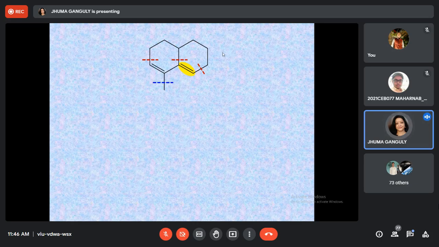Now we check the surroundings, what are their substitutions. And here the yellow part is the exocyclic double bond. Okay, so the base value is 214. Then 3 ring residues, 1 alkyl group, and 5 exocyclic. Sum is 239 nanometers. Okay.